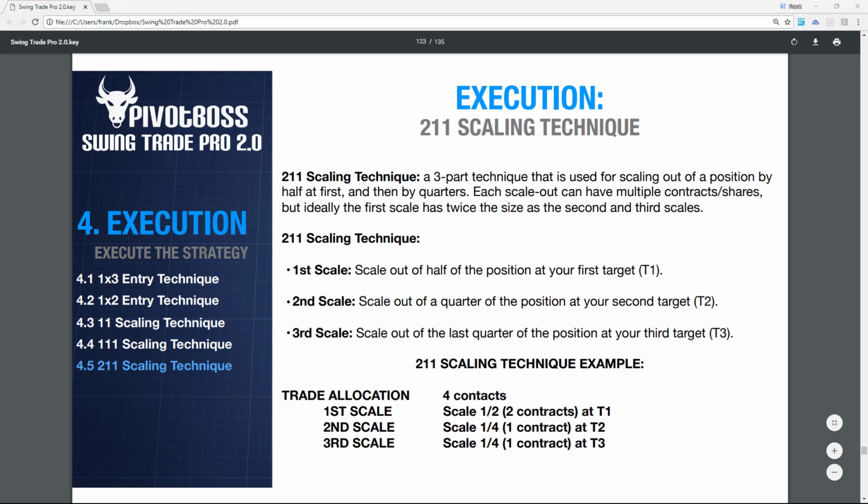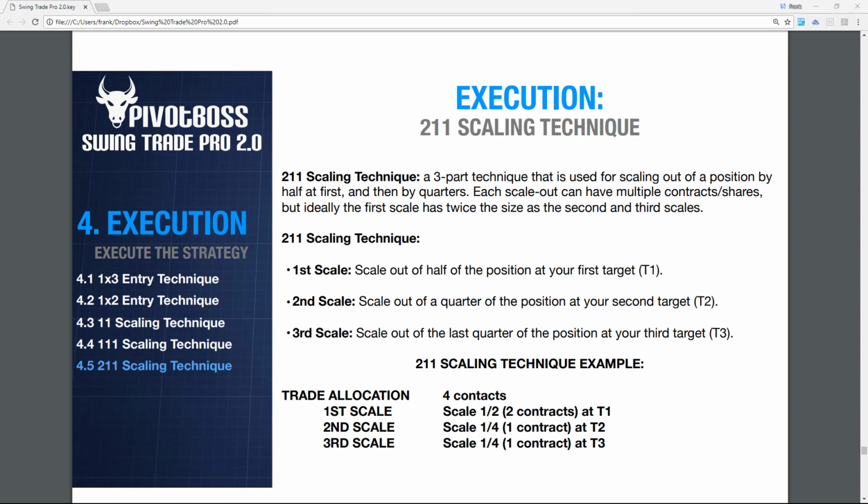And lastly, let's take a look at the 211 scaling technique. The 211 scaling technique is a three-part technique that is used for scaling out of a position by half at first and then by quarters. So each scale out can have multiple contracts and shares, but ideally the first scale is twice the size as the second and third scales.